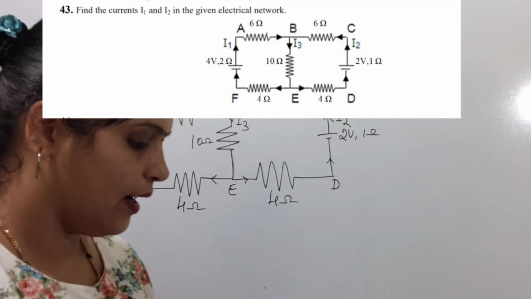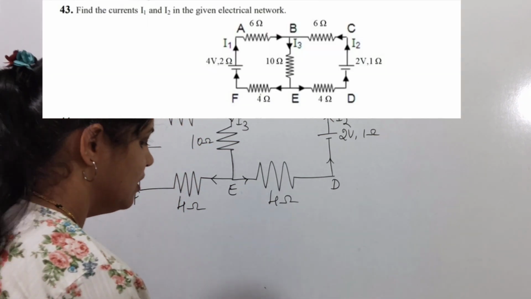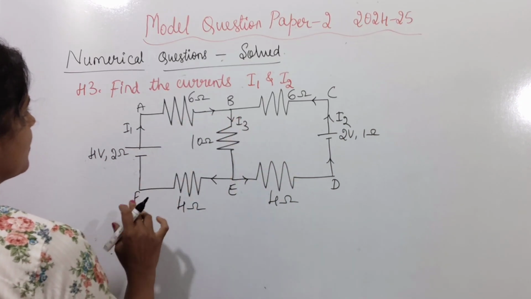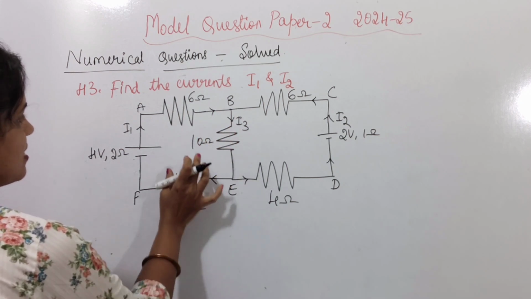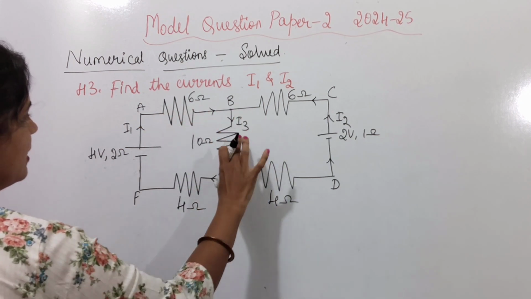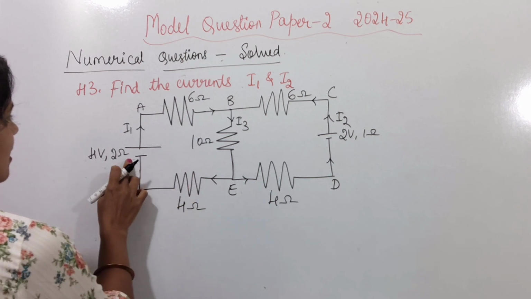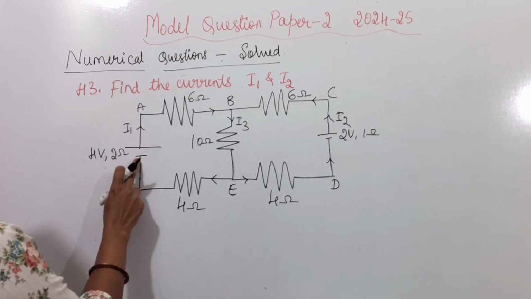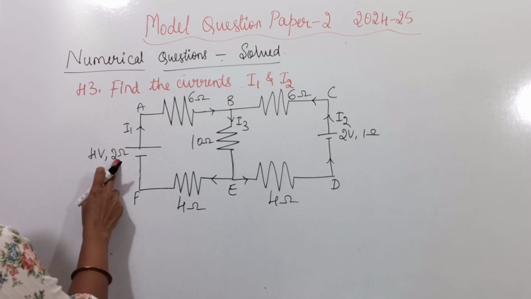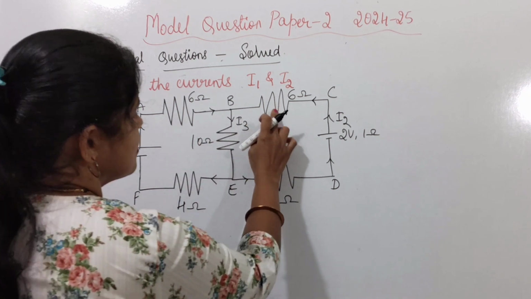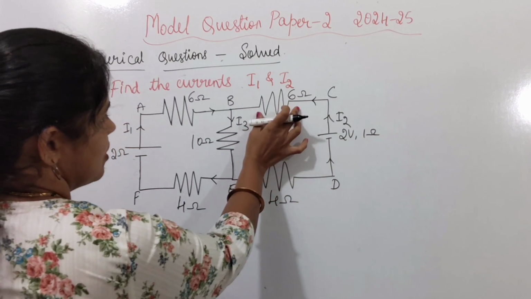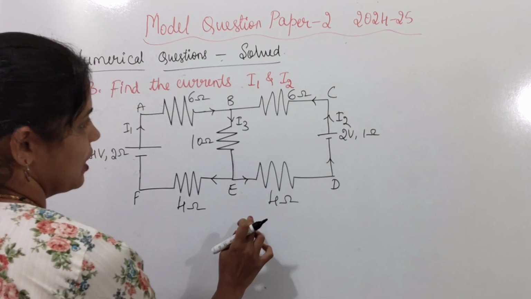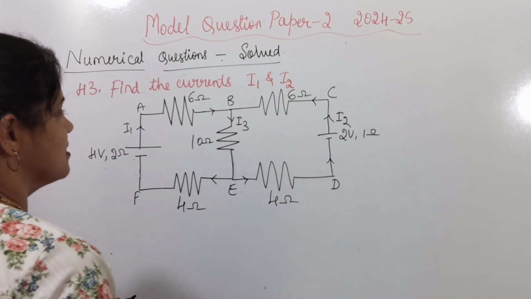Find the currents I1 and I2 in the given electrical network. Here you can see two loops. Each branch has a resistor, AB, BE, and this branch has a resistor, and this branch also has an internal resistor. Here you can see one cell of EMF 4 volt and internal resistance 2 ohm. And in this mesh also, each branch has a resistor. This branch has a cell as well as an internal resistance of 1 ohm, and each branch has a resistor, right?